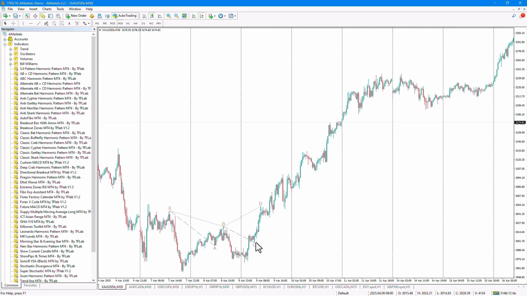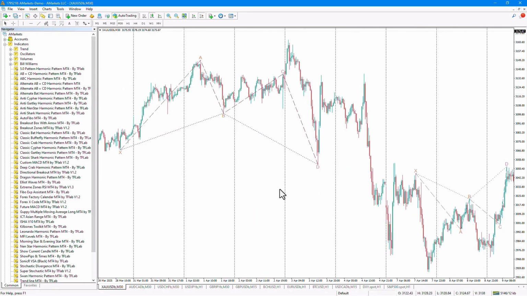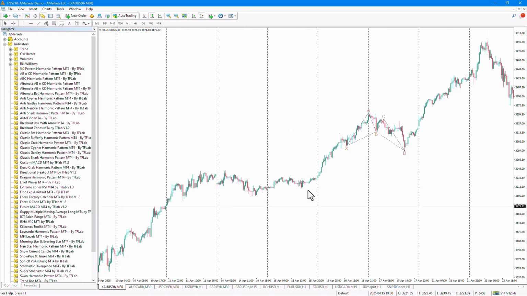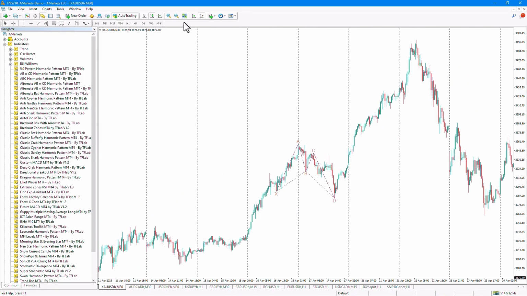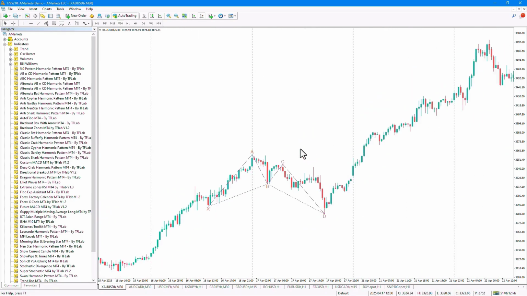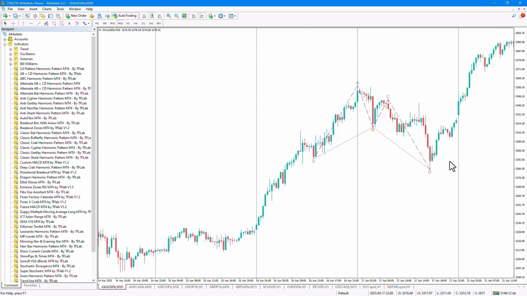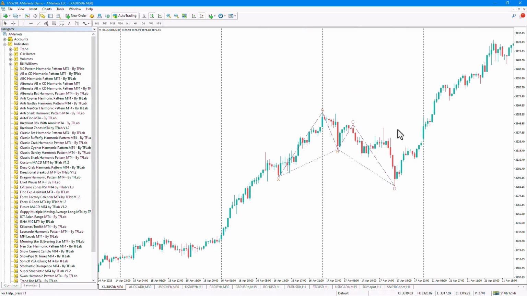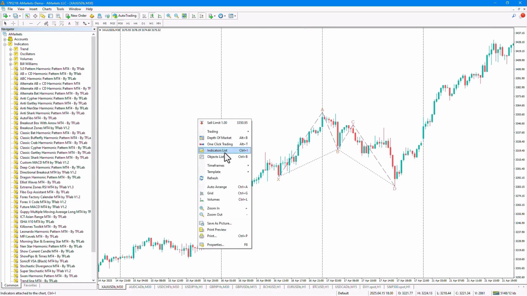Traders who are looking to identify this pattern on the chart can use the Anti Shark Harmonic Pattern indicator to detect the probable reversal zone or the D point in the harmonic pattern, and based on the PRZ, potential reversal zone, they can enter a buy or sell trade in the market.